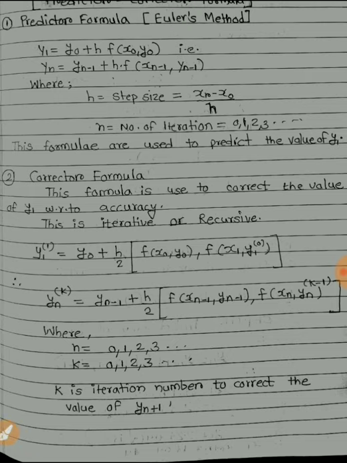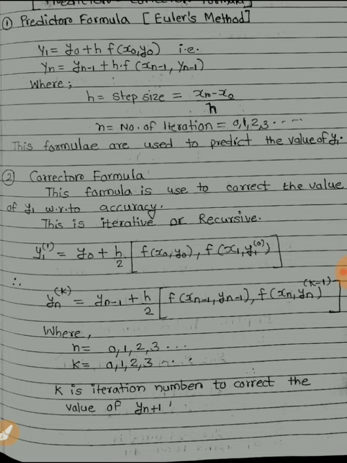This is iterative or recursive, which we will understand. We could take n number of iterations. When you are using this formula, you may take n number of iterations, and that number of iterations can be calculated, that is n. So this formula mainly is used to correct the value of y which is calculated from the predictor formula.